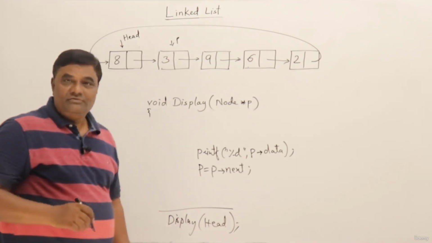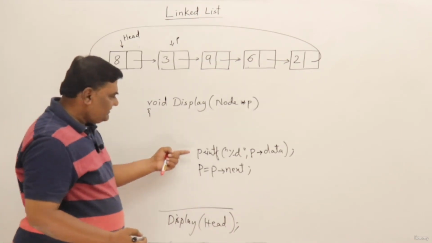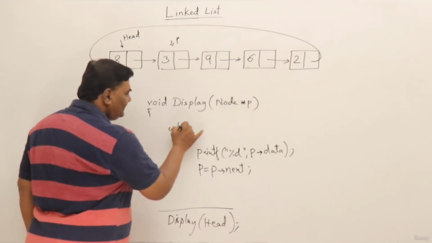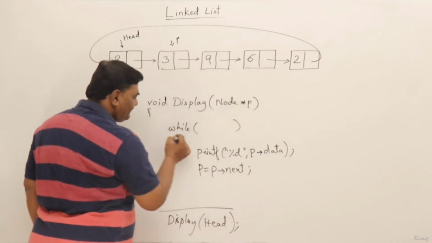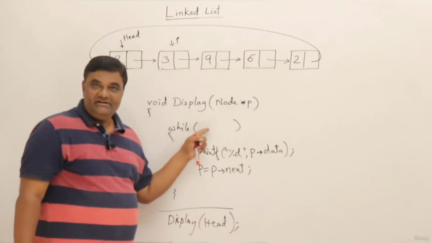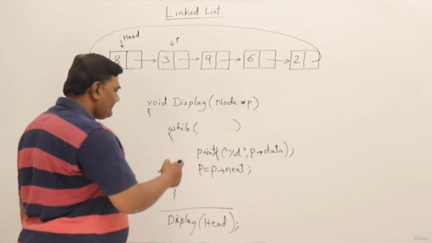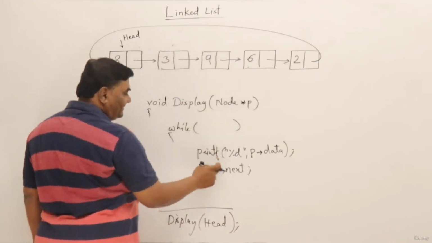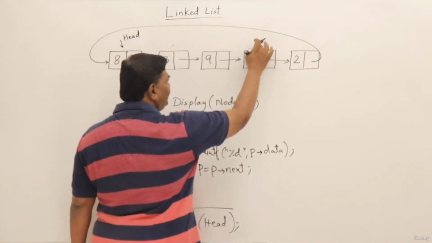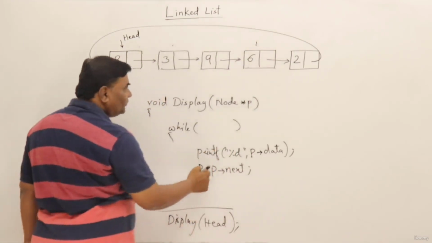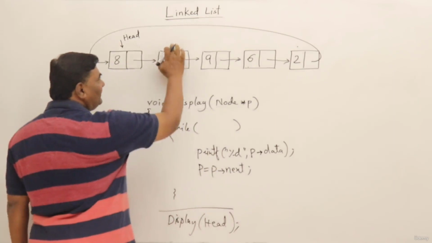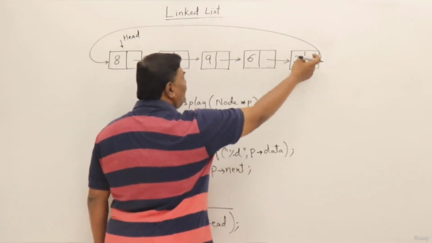Now next what I should do? Repeat the same thing. Print and move next. So okay, I will write down it in a loop, while loop. So what should be the condition here? Let us see. This will print and move next. So suppose P is here. Print this and move next. Print this and move next. Now print this and move next.